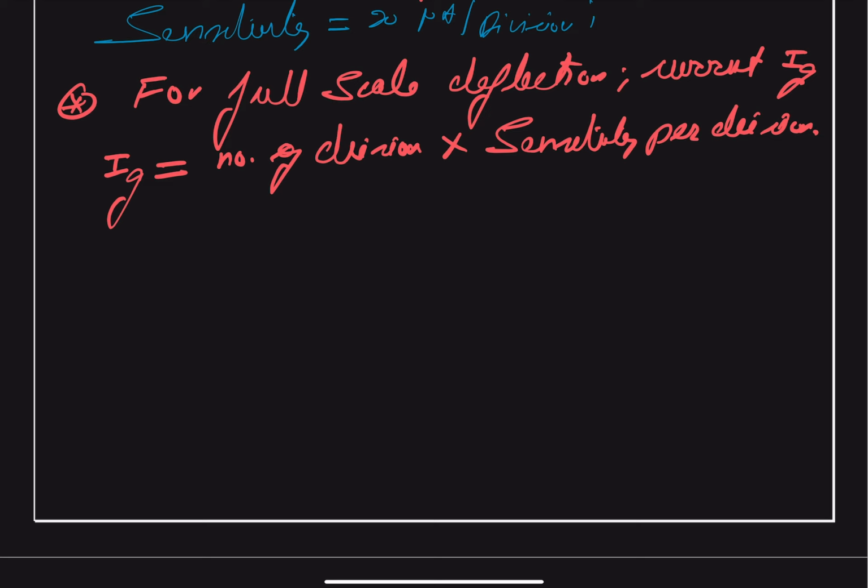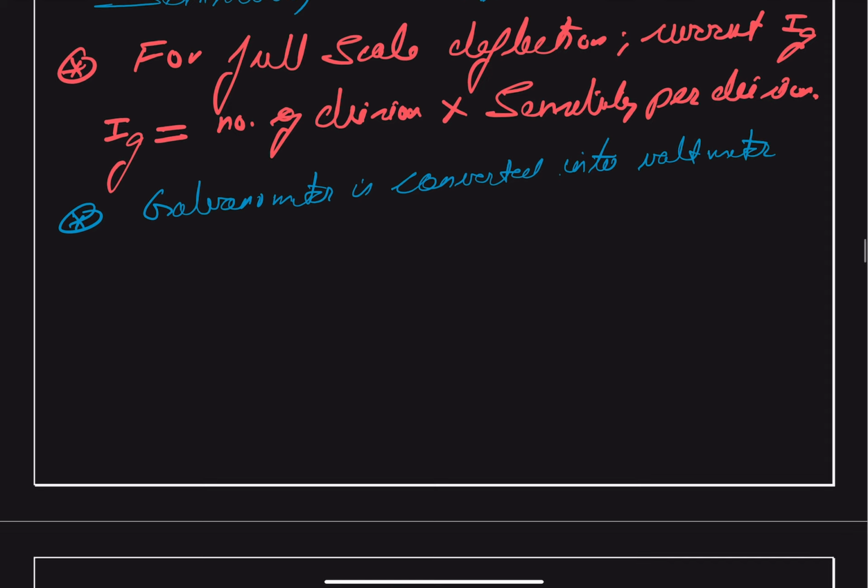And a galvanometer is converted to a voltmeter when a resistance is added in series. So we have to remember that also. Galvanometer is converted into a voltmeter when a series resistance, let us suppose Rs, is added.